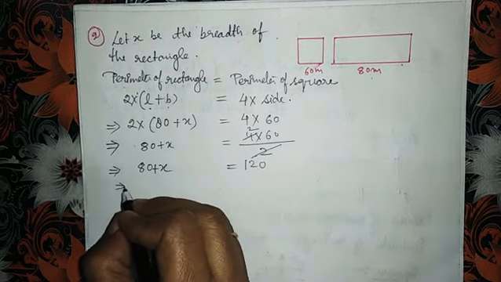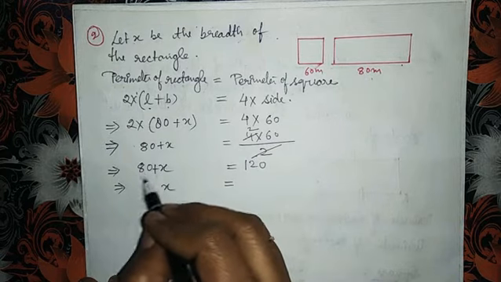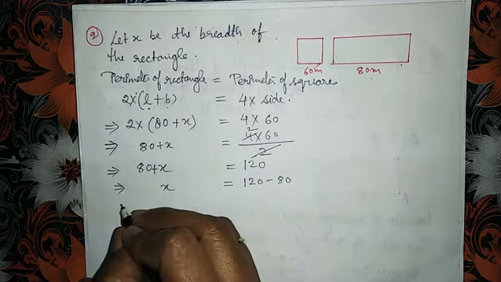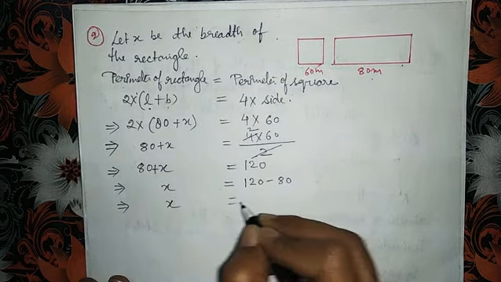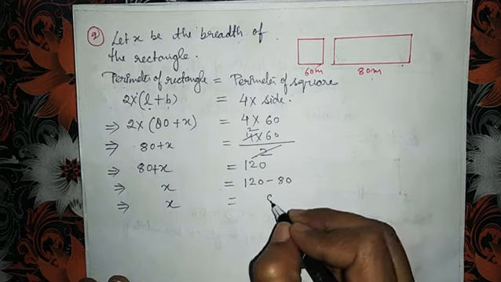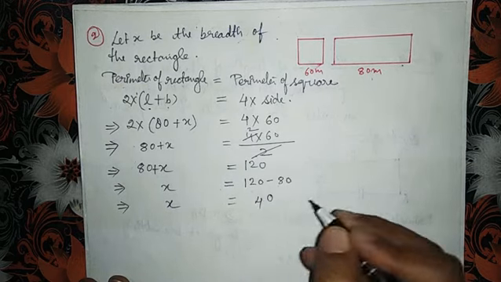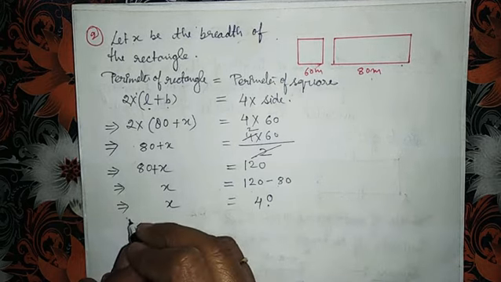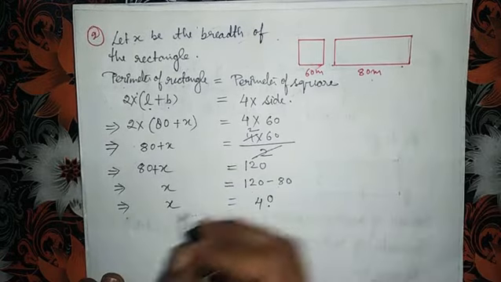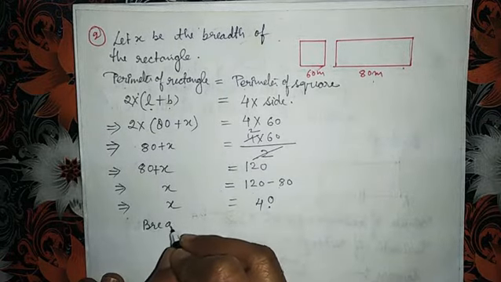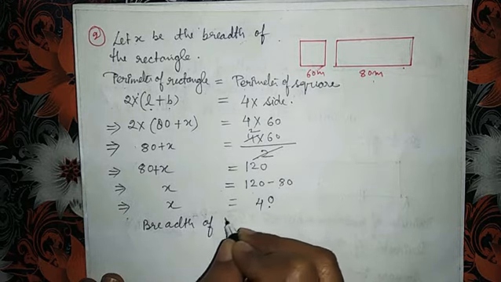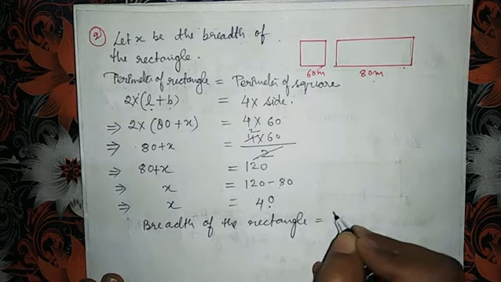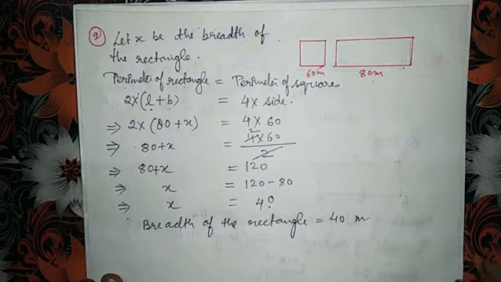Okay, now 80 we will transpose from left hand side to right hand side. Here 120 minus 80 will come, and now we will solve. 0 minus 0, 0 here, 12 minus 8, 4. So x is coming 40. So what is 40? 40 is the breadth of the rectangle. Okay, breadth of the rectangle is equal to 40 meter.